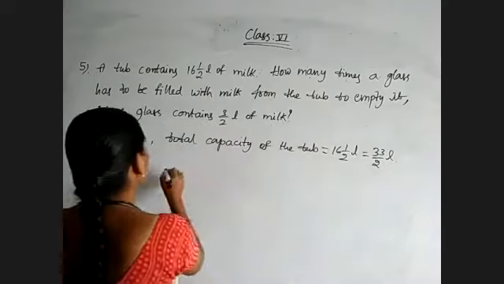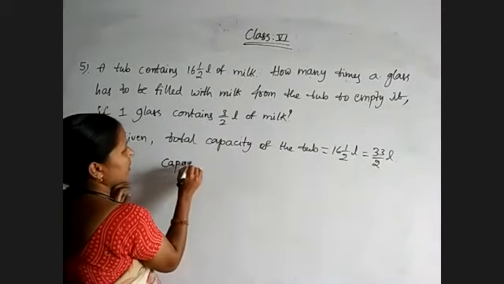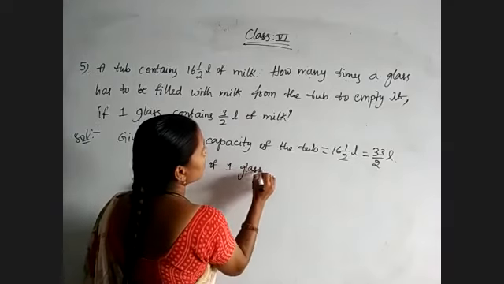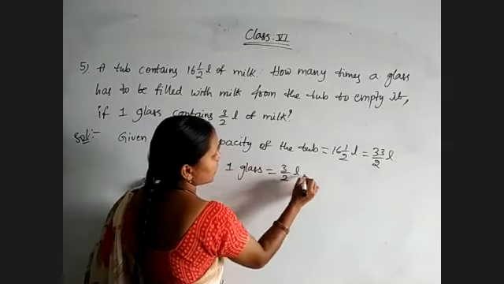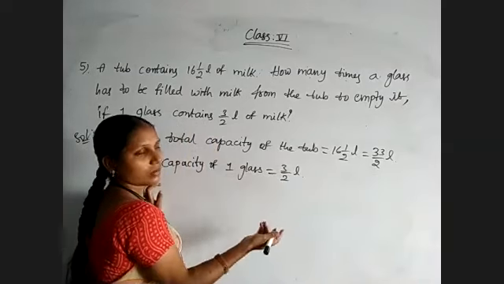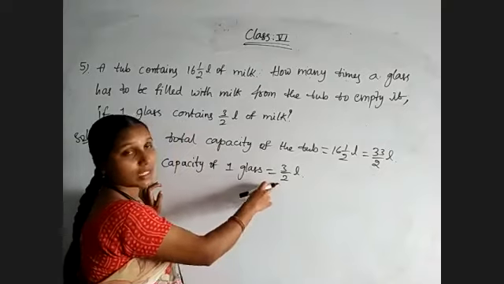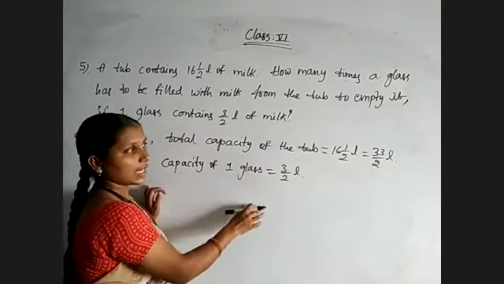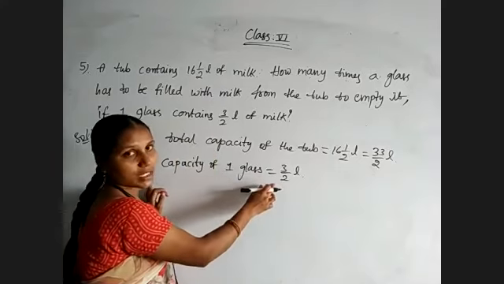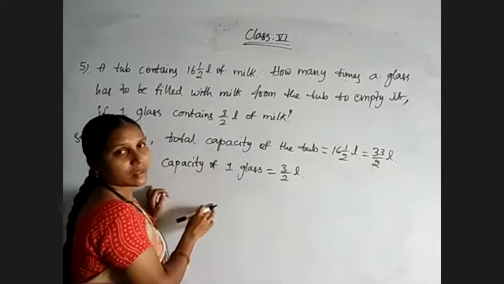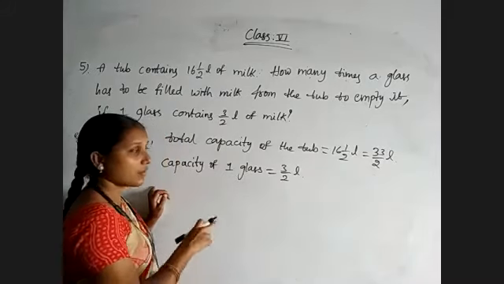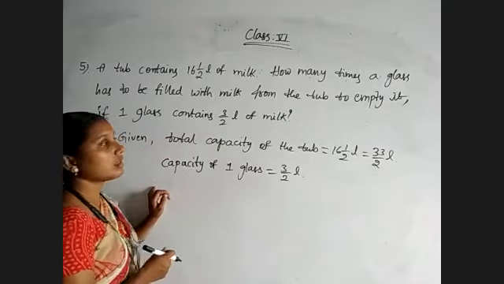And the capacity of one glass is equal to 3 by 2 liters of milk. So it is an improper fraction only, so directly we must use it, don't convert it into a mixed fraction. For the calculations, we need to convert mixed fractions to improper, but improper fractions need no conversion to mixed. After the calculations, if the result is an improper fraction, then we must convert it into a mixed fraction.